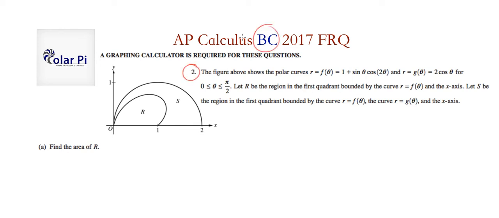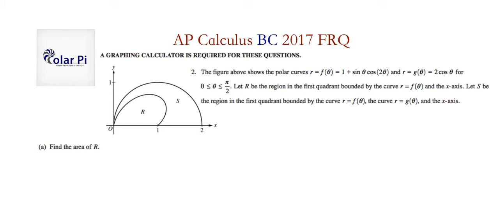Problem 2 of the BC 2017 exam, and basically you have two polar curves that are given from 0 to pi over 2. There's a region R bounded only by F, and then you have a region S that's bounded by F and another polar curve G, right? And here's the region S. Then we're asked a bunch of questions about this. All right, so to be specific.